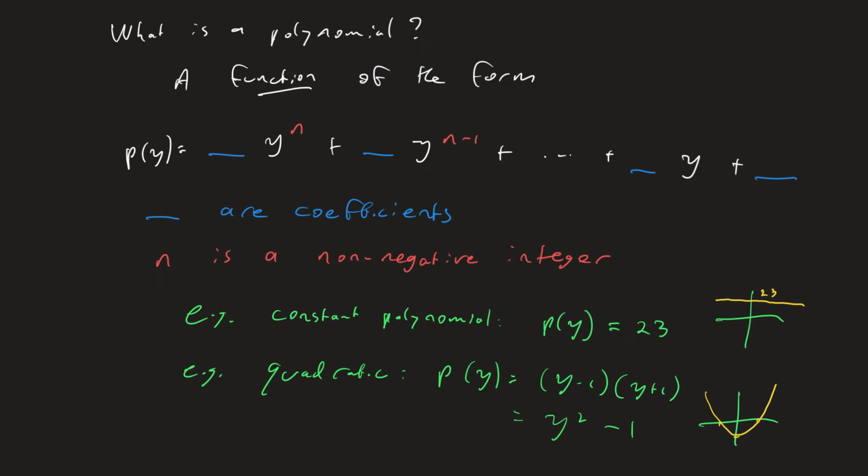Otherwise, if n is 3, I'd have y to the power of 3, y to the power of 2, y and a constant. Some of these coefficients can, of course, be 0. We don't have to have all terms here. Here I'm missing the y term. Without loss of generality, we can assume the leading term here is non-zero, because otherwise I can just remove this term completely and change this to be n.